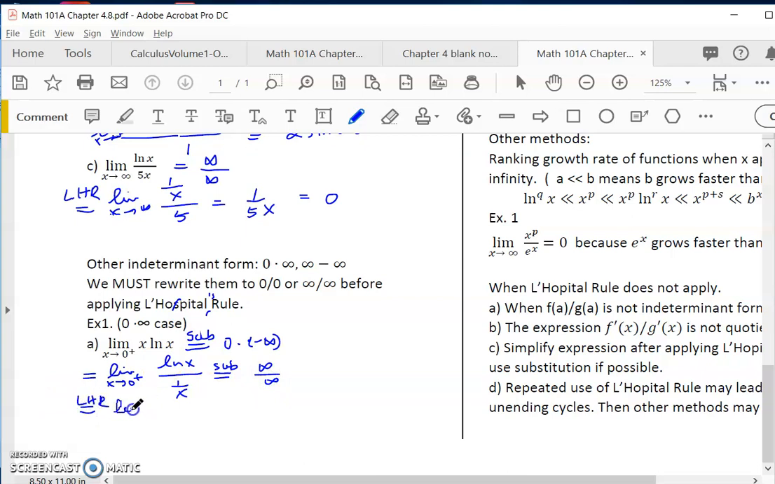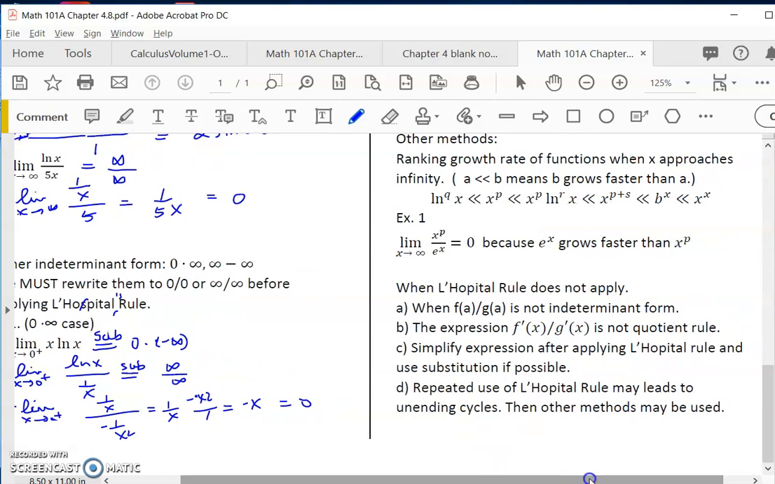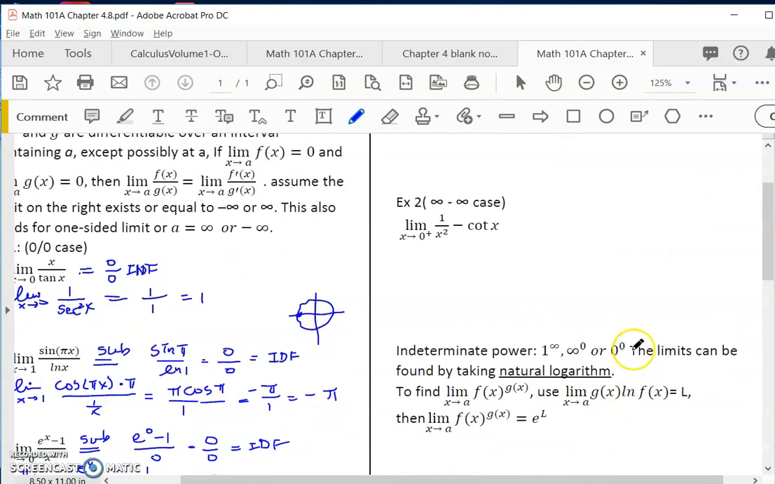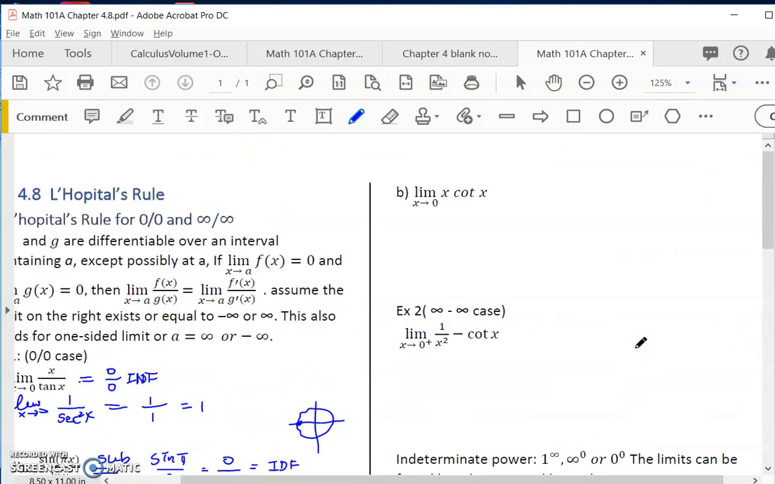So I keep the same limit, but I'll take the derivative. The derivative of ln x is 1 over x. The derivative of 1 over x is negative 1 over x squared. After you simplify, it is equal to 1 over x times negative x squared over 1. That is negative x. But x is approaching 0 from the positive side, so it's 0. So we can do it, but notice that we have to rewrite it. If you see some multiplying x, you automatically do 1 over x.